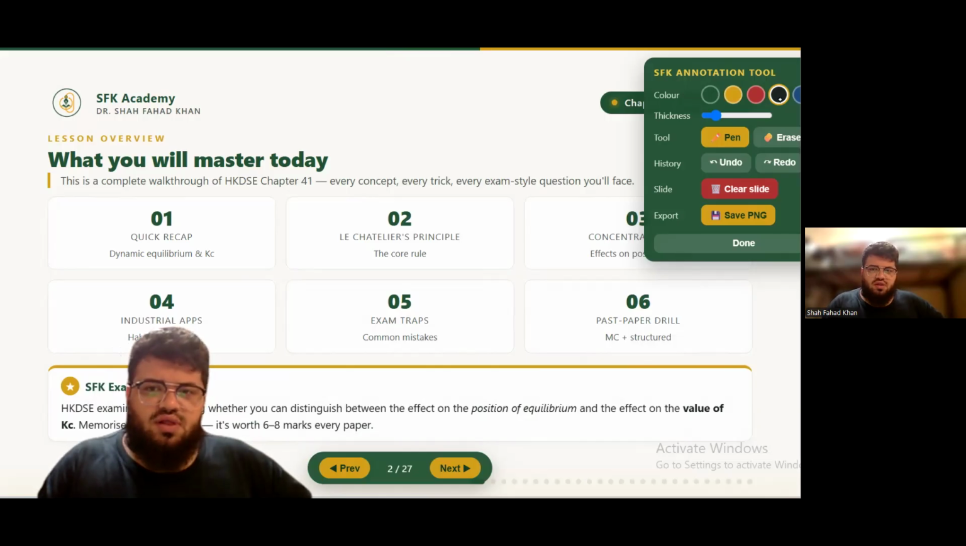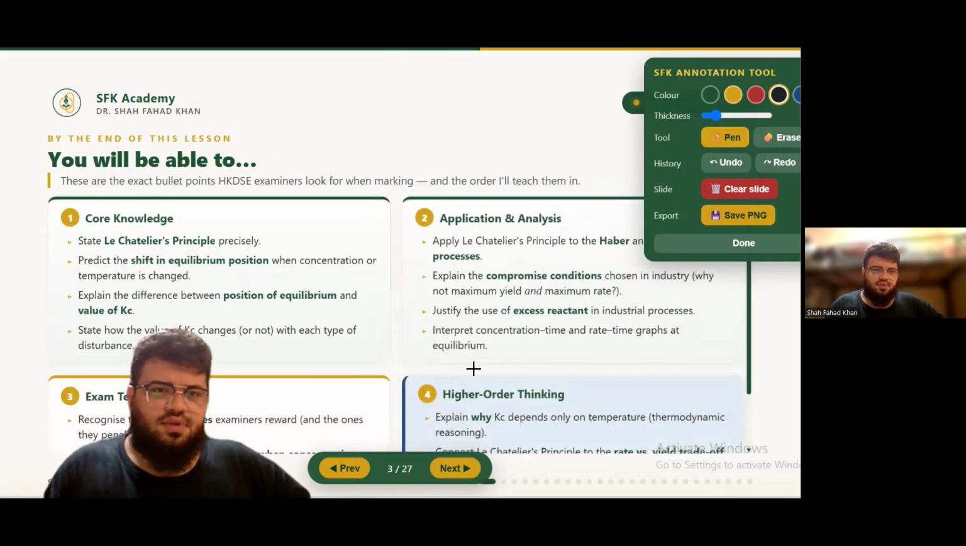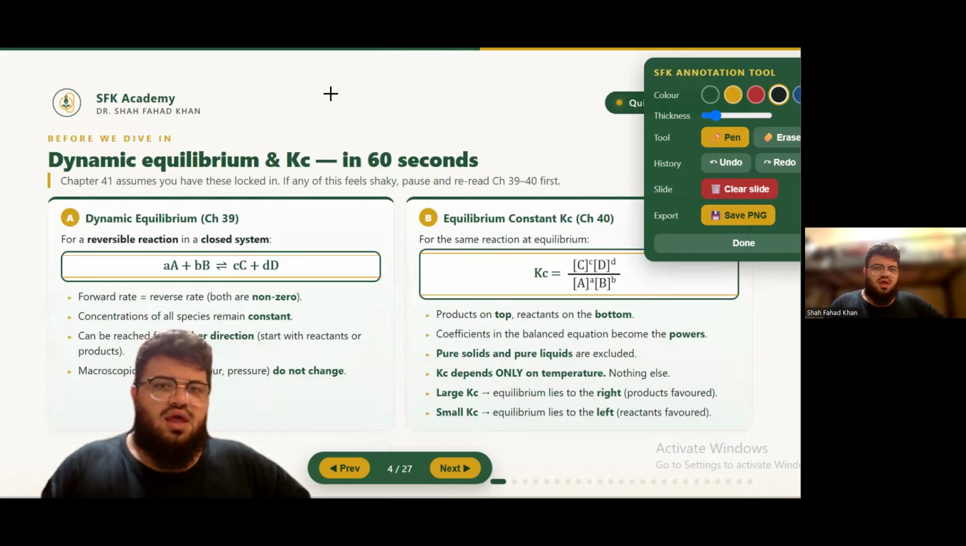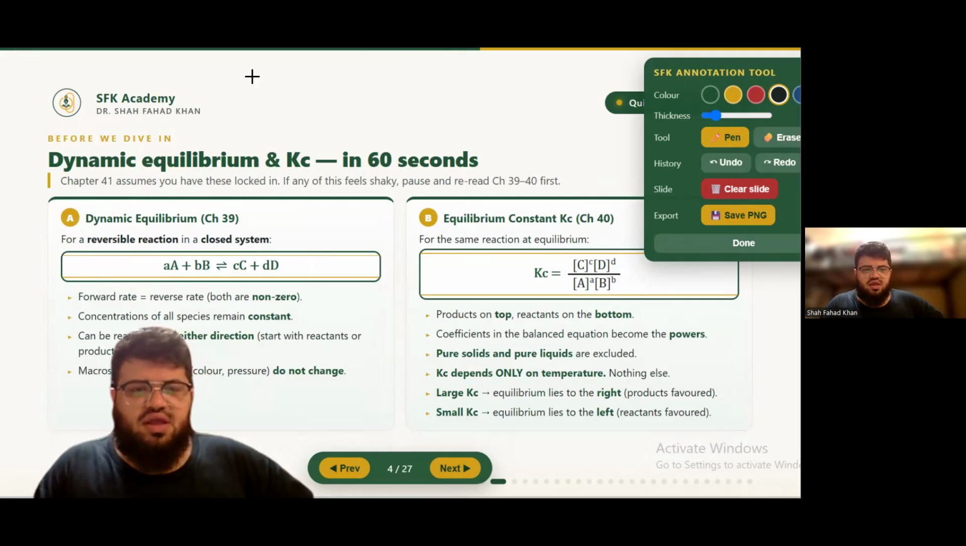Okay, so today this complete lecture has all of this stuff covered in it. We'll go over it one by one. At the end of this lecture, you should have some core knowledge about the topic, application and analysis, exam techniques, and higher order thinking. Now, let's get started. Dynamic equilibrium.